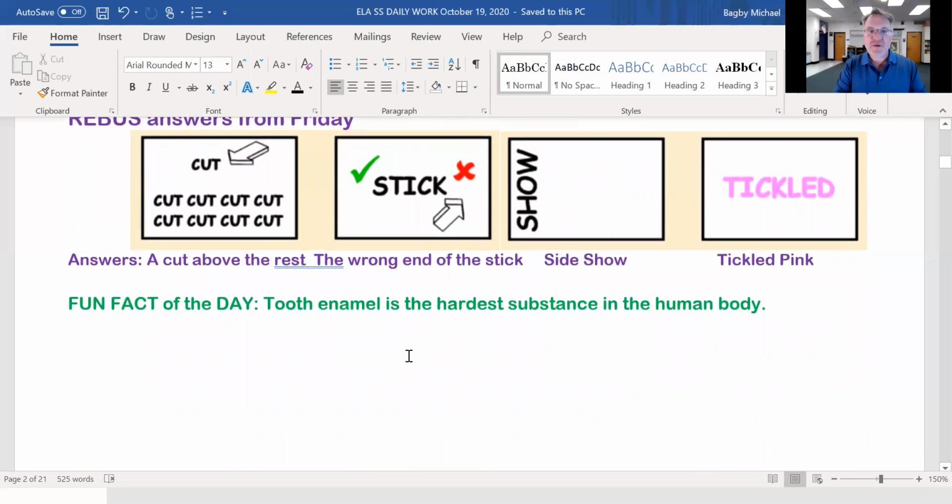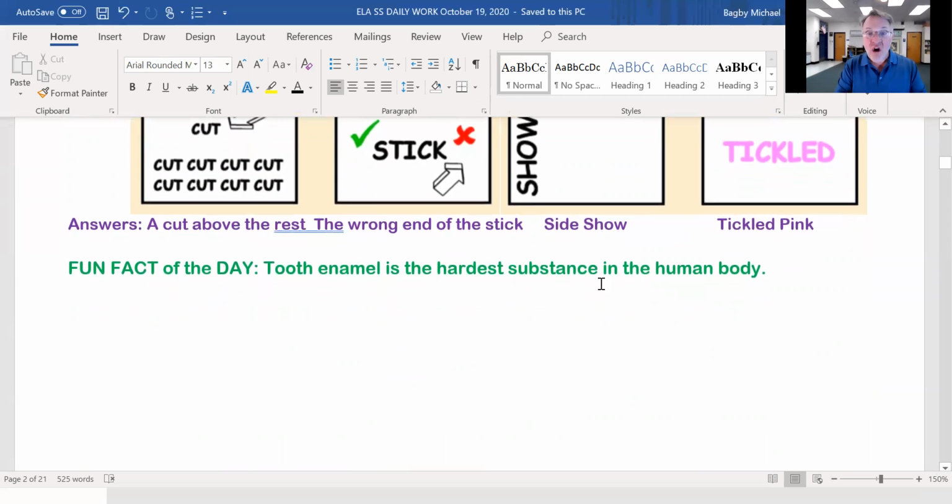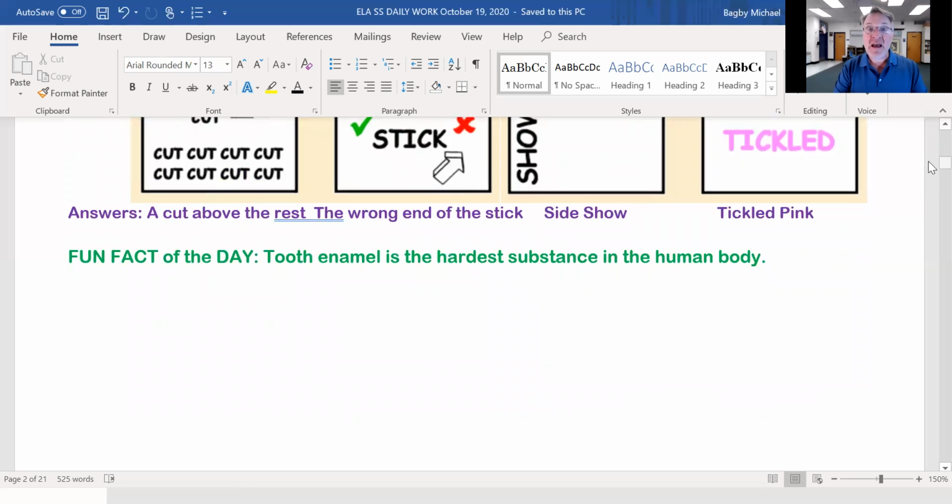Fun fact of the day, your tooth enamel protects your teeth, you know. That's why you brush. Why there's fluoride, it helps keep the enamel strong. It is the hardest substance in the human body. Harder than any bone, any fingernail or thumbnail. But maybe not as hard as your stubbornness.